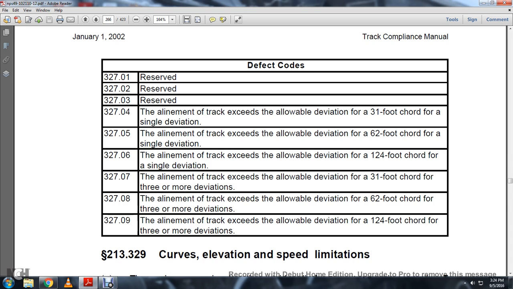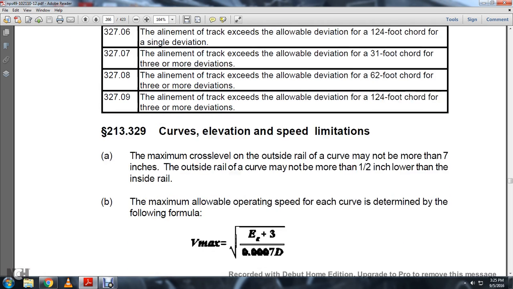327.07, the alignment of the track exceeds the allowable deviation for the 31-foot chord for 3 or more deviations. 327.08, the alignment of the track exceeds the allowable deviation of the 62-foot chord for 3 or more deviations. 327.09, the alignment of the track exceeds the allowable deviation for the 124-foot chord for 3 or more deviations.